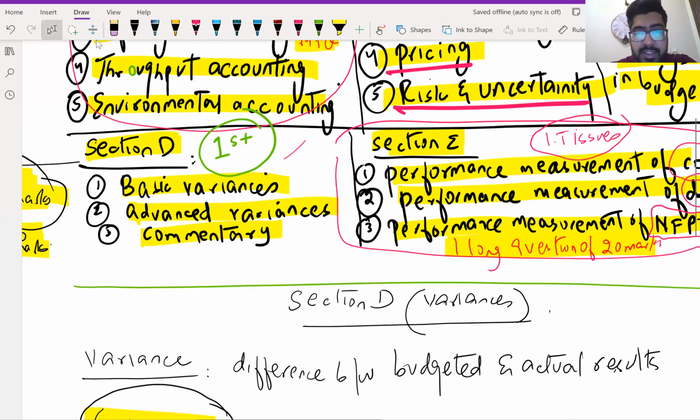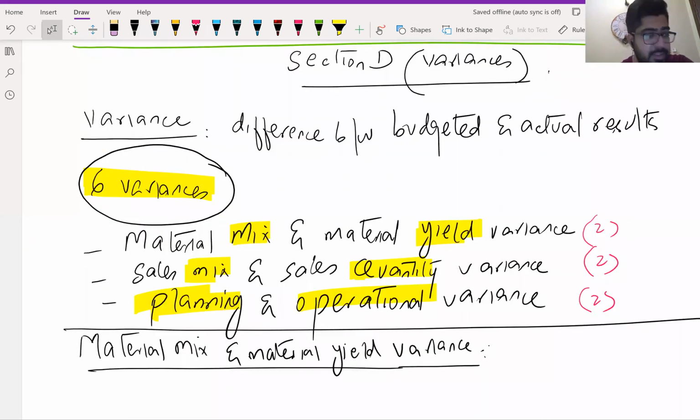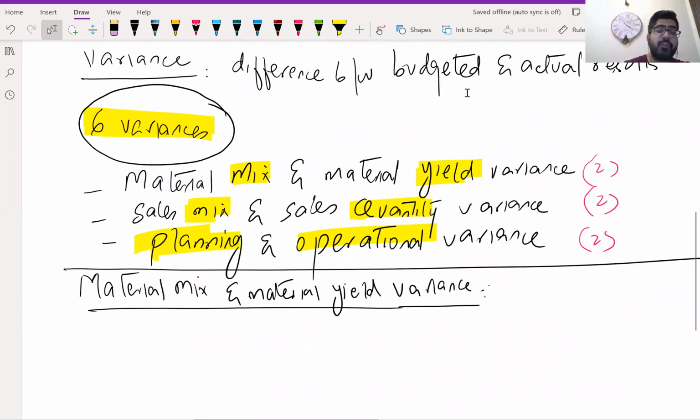Now we are starting section D, and section D is variances. You have all heard in your previous papers that variance is basically the difference between budgeted and actual results. We have to study 6 variances. The first two we are discussing are material mix and material yield variance. Firstly, before calculating them, what are they?